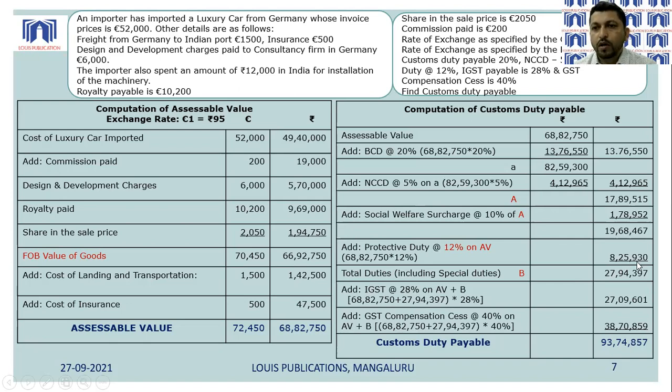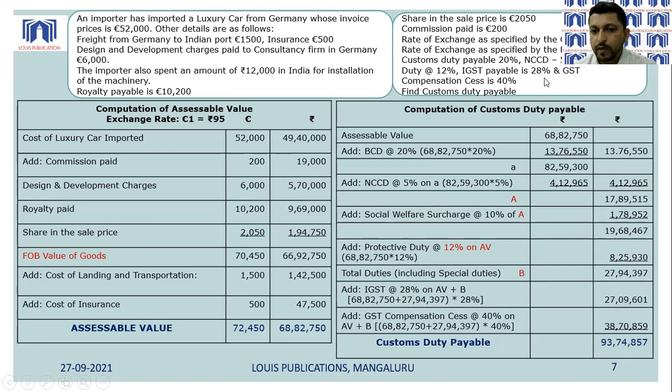There is no anti-dumping duty, no safeguard duty. So I add these. So it will be 27,94,397 as the value. This is the total duty including special duty. We name this as B.